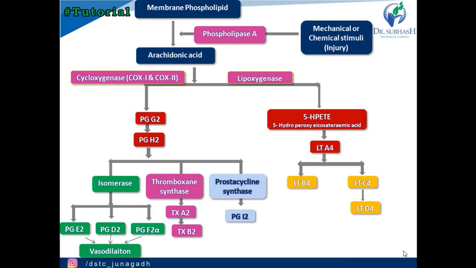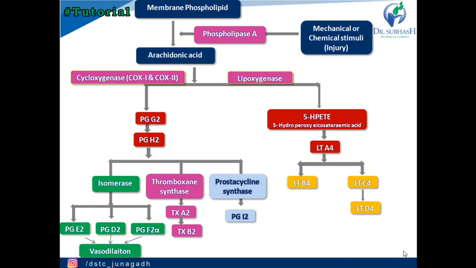Further, from arachidonic acid, 2 main pathways are there. First is the cyclooxygenase pathway and second is the lipooxygenase pathway. From the cyclooxygenase pathway, 2 isoforms of cyclooxygenase enzyme, COX-1 and COX-2, act on arachidonic acid and produce prostaglandin G2, and from this G2 produces prostaglandin H2. And on prostaglandin H2, 3 enzymes act. First is prostaglandin isomerase, second is thromboxane synthase, and third is prostacyclin synthase.